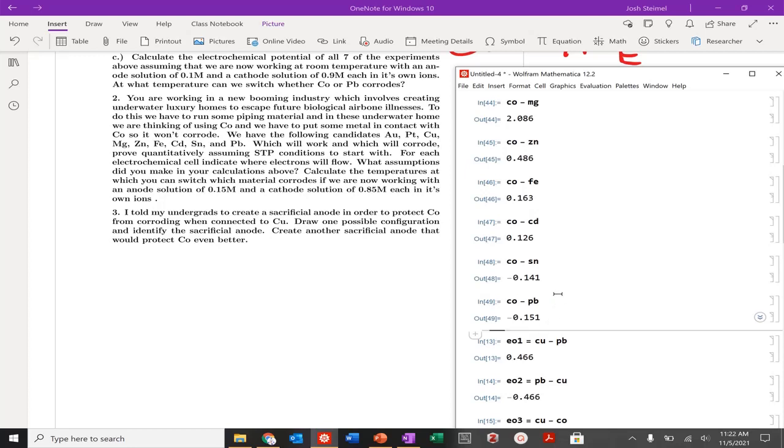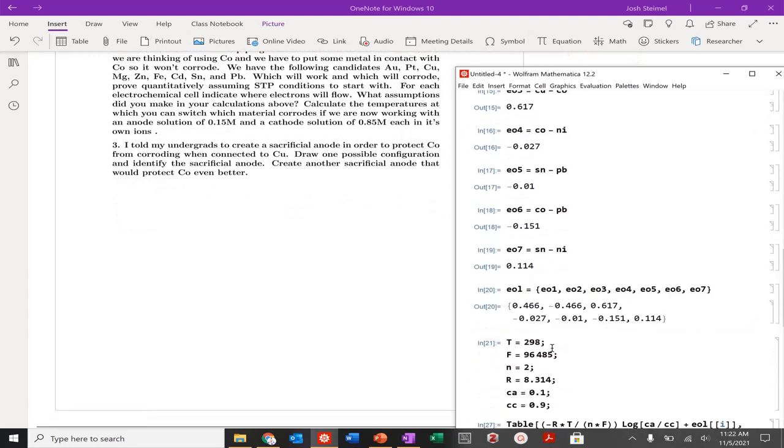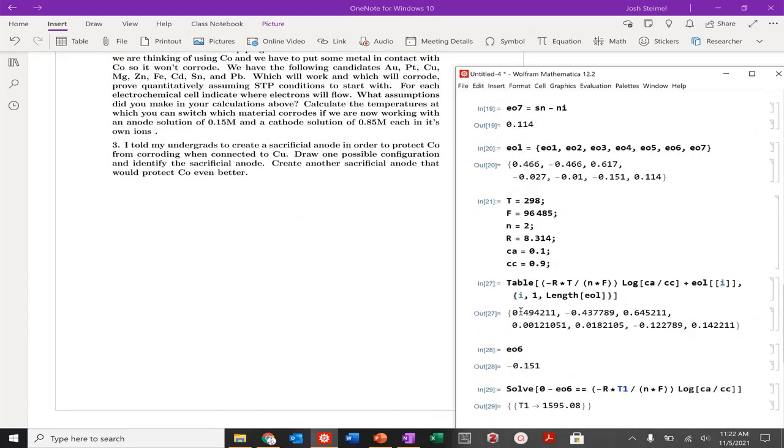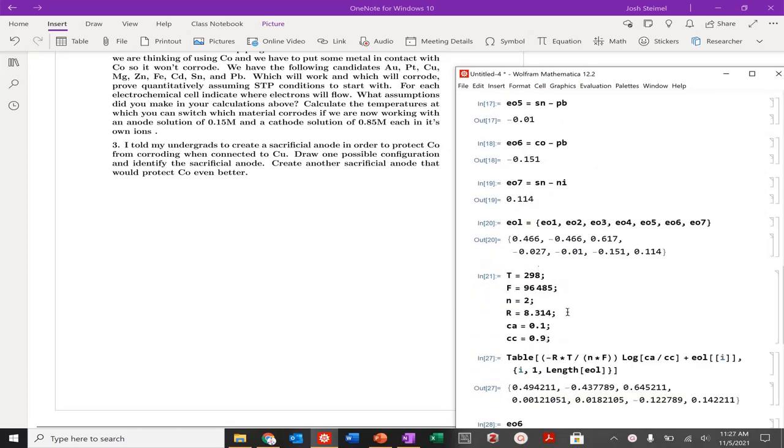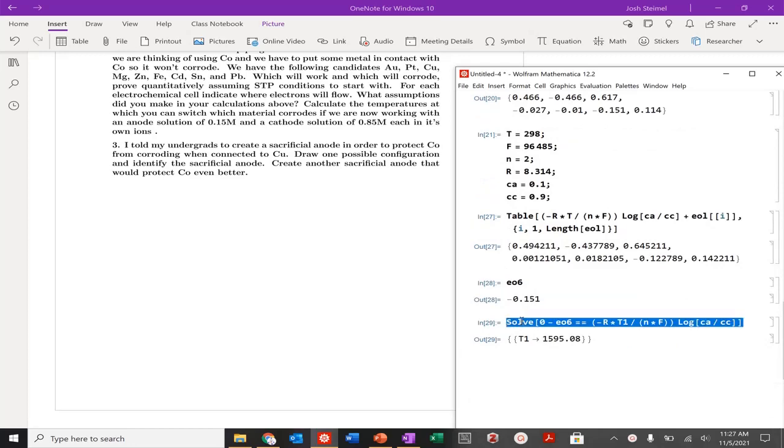So now we can do what assumptions make. Again, we're assuming we're at standard temperature and pressure conditions. Calculate temperatures, we can switch which material corrodes. Again, we're going to do essentially the same thing here. And now we can go ahead and get started. So let's figure out the temperature at which this changes. We could utilize quite a bit of this code here.